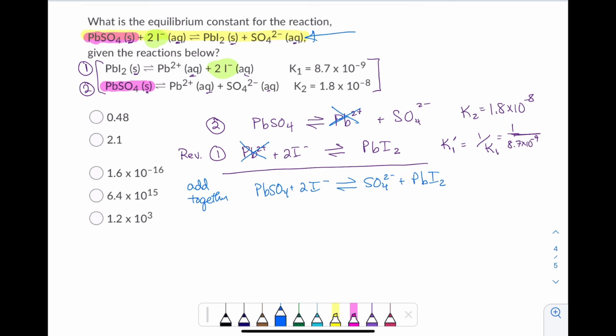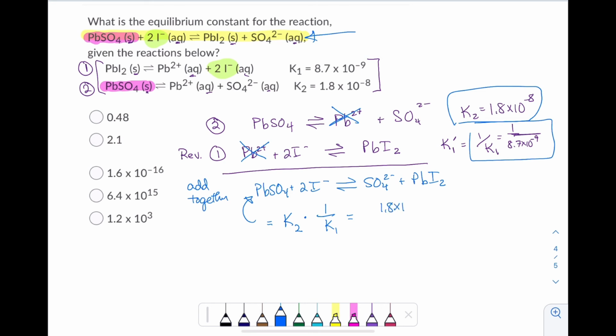They get multiplied. So the equilibrium constant for this reaction is equal to my value for K2, the equilibrium constant for the first reaction I added, times the value for the second reaction I added, which is 1 over K1. So if I plug in those numbers, it's 1.8 times 10 to the minus 8 divided by 8.7 times 10 to the minus 9. You should plug that in your calculator as we speak. I'm plugging mine in to make sure that you get the right answer.